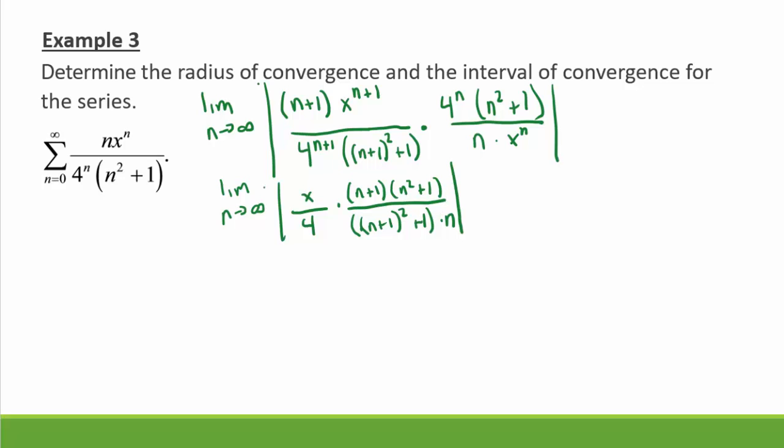Now this piece here, as I go to infinity, I would have n cubed on top, n cubed on the bottom. That is going to 1. So my limit as n goes to infinity is x over 4.